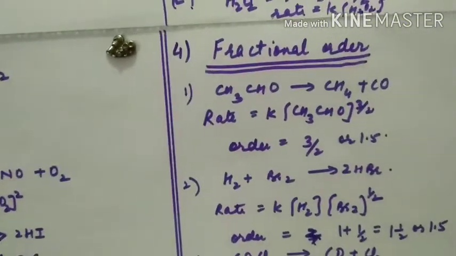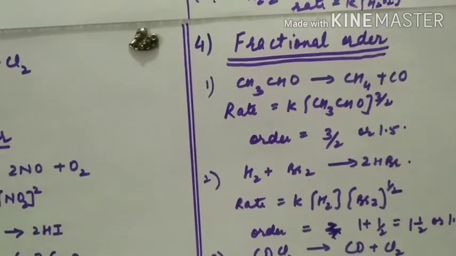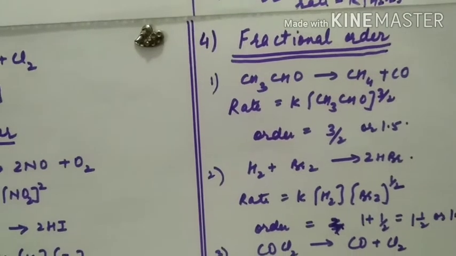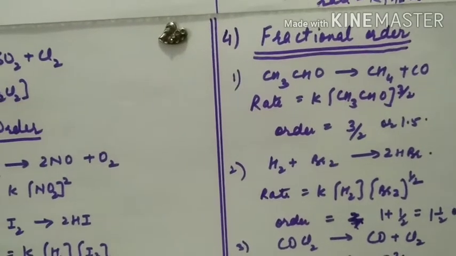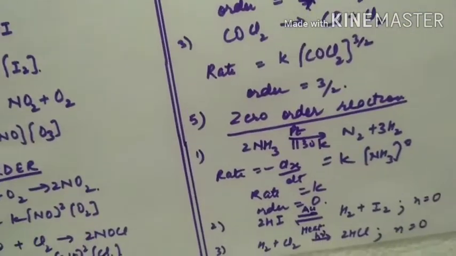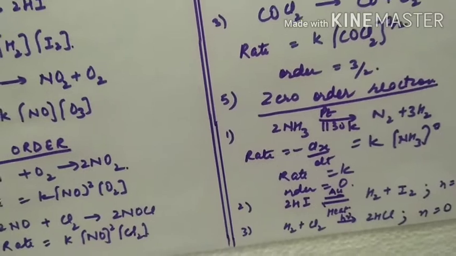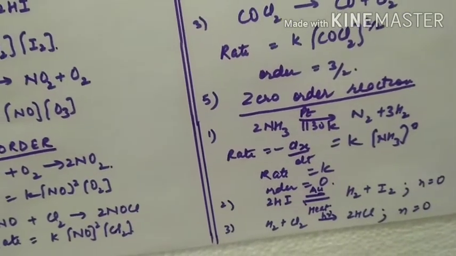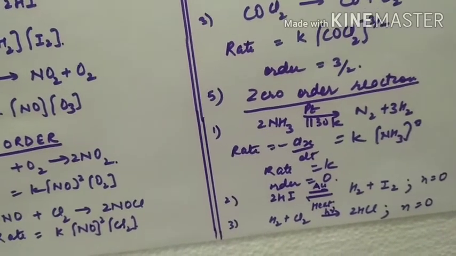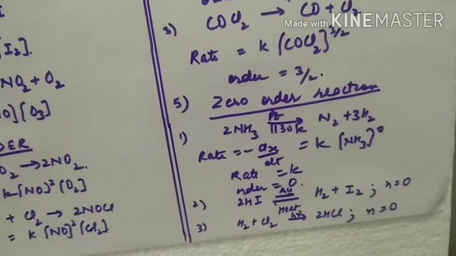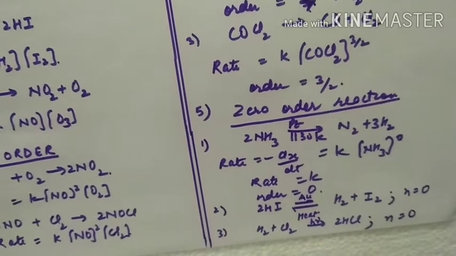We have fractional order reactions also. For the reaction acetaldehyde CH3CHO gives methane plus carbon monoxide, rate is equal to K into CH3CHO raised to power 3 by 2. So order is 3 by 2 or 1.5. Zero order reaction: 2 ammonia on a platinum catalyst surface at a temperature of 1130 Kelvin gives nitrogen plus 3 hydrogen. The reaction rate is equal to minus dx upon dt is equal to K into concentration of ammonia raised to power 0. So rate becomes equal to rate constant. Order of reaction is 0.